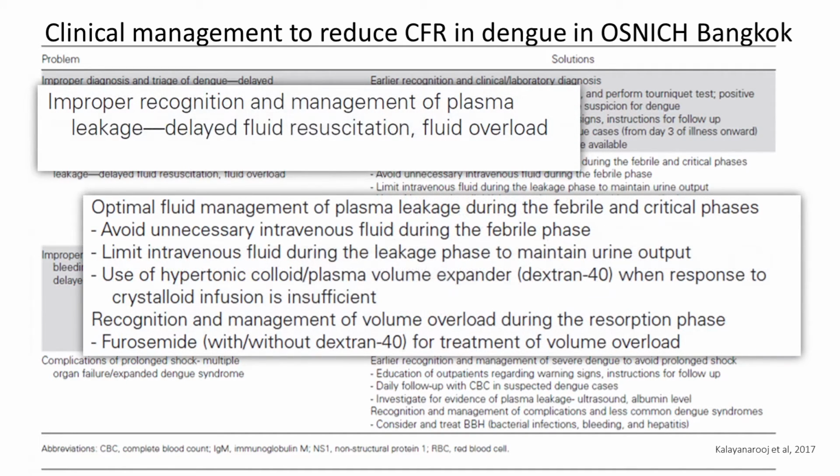So we can say that improper recognition and management of plasma leakage could delay fluid resuscitation and can also be related to fluid overload. So the solution is optimal fluid management of plasma leakage during the febrile and critical phases, such as avoiding unnecessary intravenous fluid during the febrile phase, or limiting administration of intravenous fluid during the leakage phase to maintain urine output, or use of hypertonic colloid or plasma volume expander when response to crystalloid infusion is insufficient or has failed, and recognition and management of volume overload during the resorption phase, or maybe by giving diuretics for treatment of volume overload.